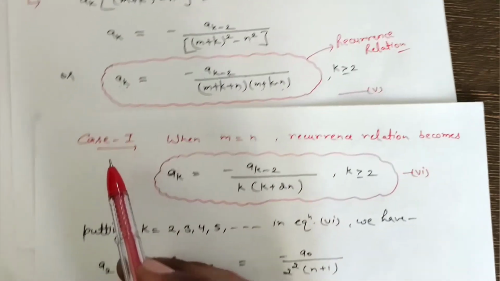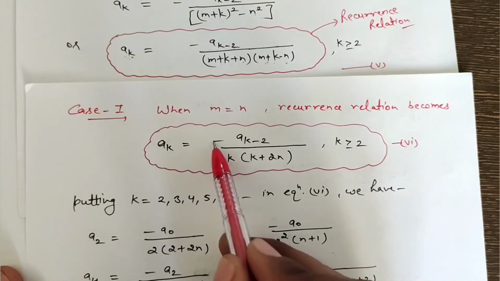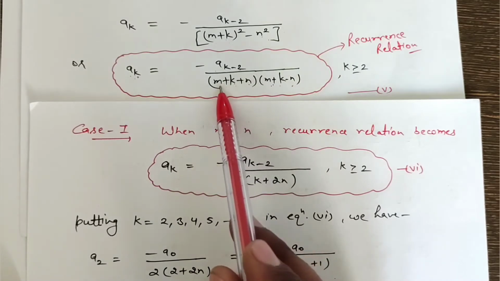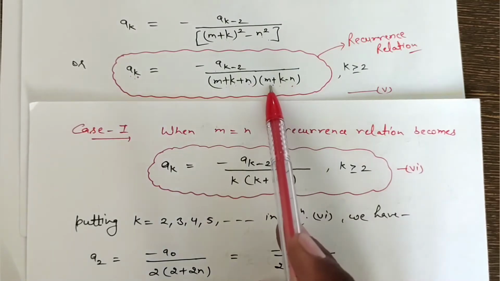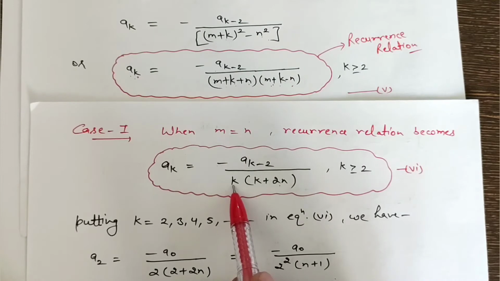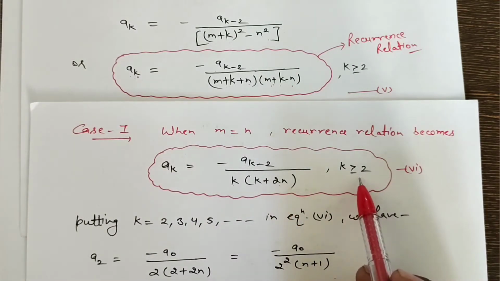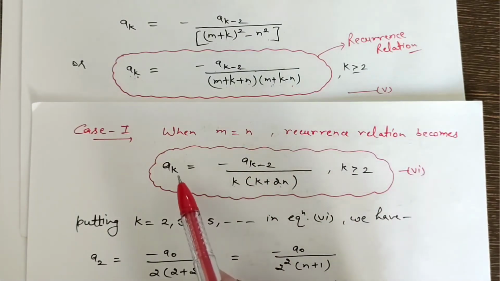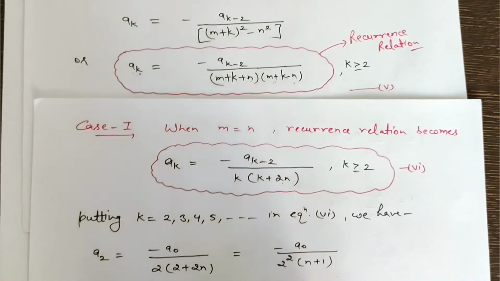So corresponding to the first case, when m is n, it will be ak equals to minus of ak minus 2, and simply put m equals to n in this. So it will be n plus k plus n, that is k plus 2n, and for this it is n plus k minus n, so it will be only k. So ak is minus of ak minus 2 divided by k into (k plus 2n), and the condition is again k must be greater than or equal to 2. So name this as equation 6th, and from there we can get the different coefficients on putting the value of k in this recurrence relation. So we will start with k equals to 2.